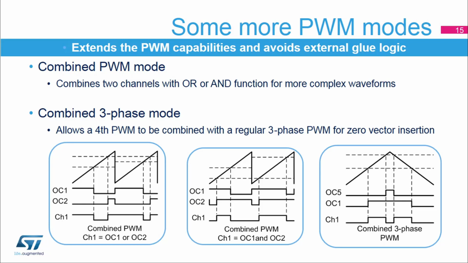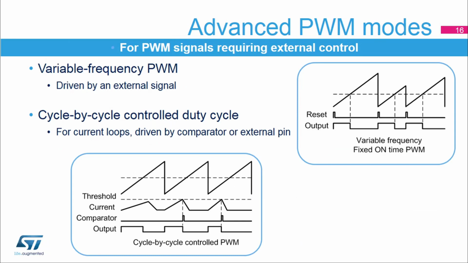This slide presents some more specific PWM modes, where either the frequency or the duty cycle can be driven by external signals. The timer can provide variable frequency signals using an external reset signal connected either on the ETR or on the channel 1 or 2 inputs. The purpose of this mode is to provide a signal with a fixed on or off time and a continuously adjusted frequency controlled by the hardware.